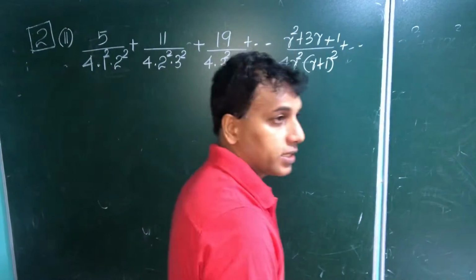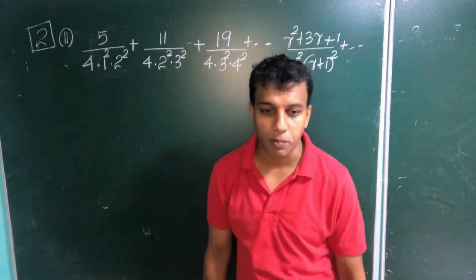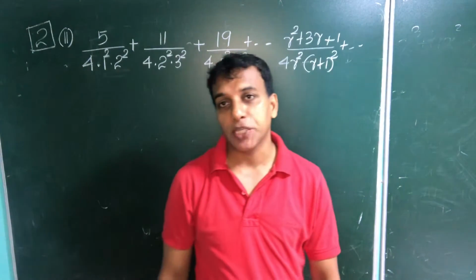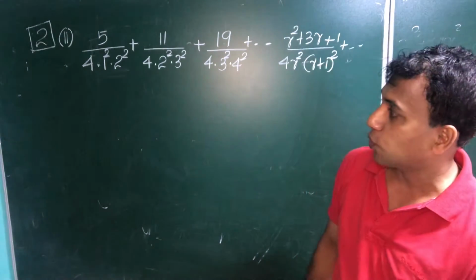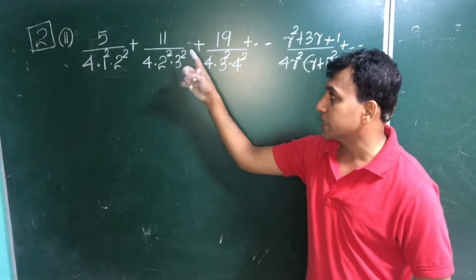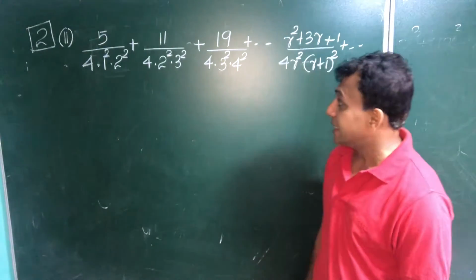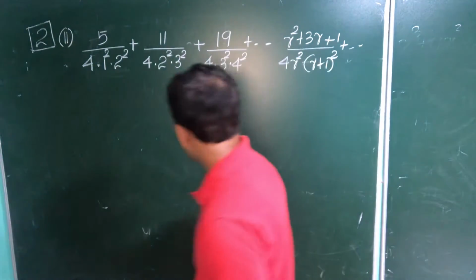Right, next we'll see the second question, second part. You know that series problem frequently comes in exam papers. We have the summation of the series: 5 over 4 into 1 square into 2 square, plus 11 over 4 into 2 square into 3 square, plus 19 over 4 into 3 square into 4 square, and so on.